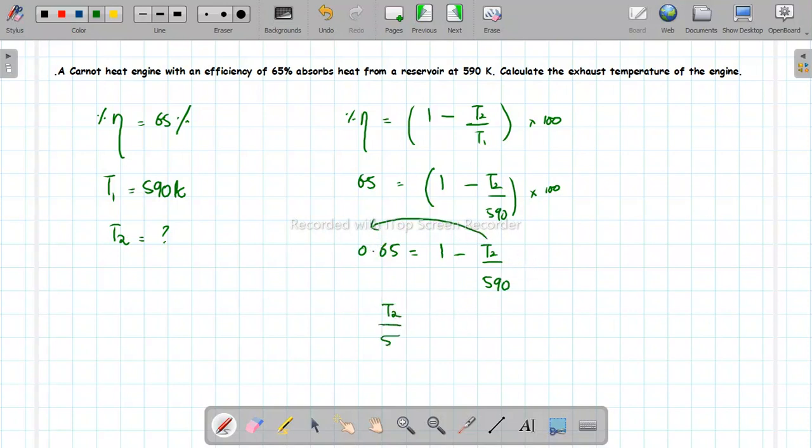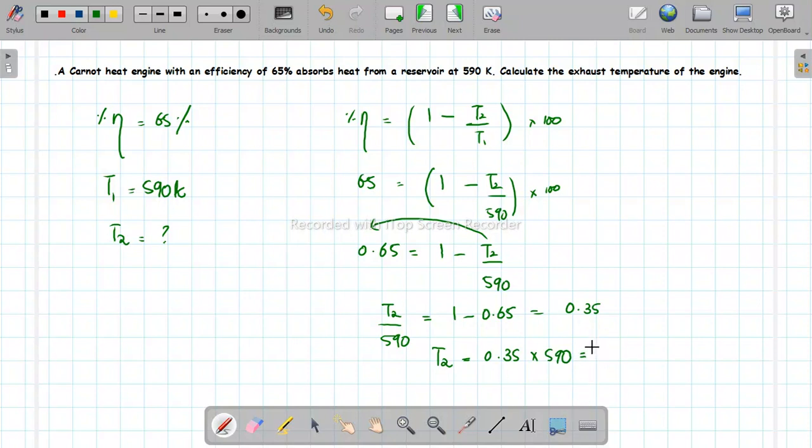Let's just shift this T2 over 590 here. It becomes T2 over 590 equals 1 minus 0.65, which is nothing but 0.35. And since we are to calculate T2, let's make T2 the subject of our equation and shift this 590 to the right side of the equation. This becomes 0.35 multiplied by 590.